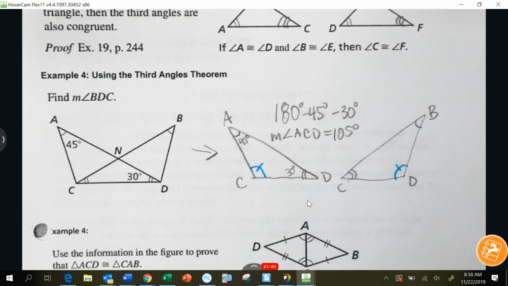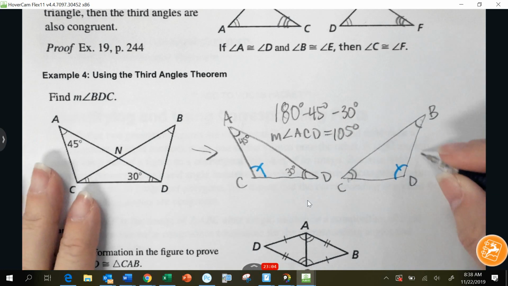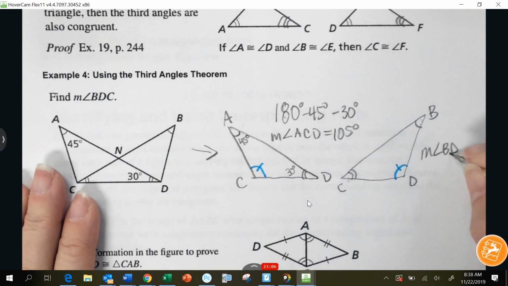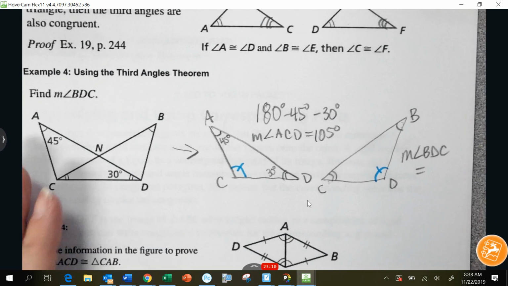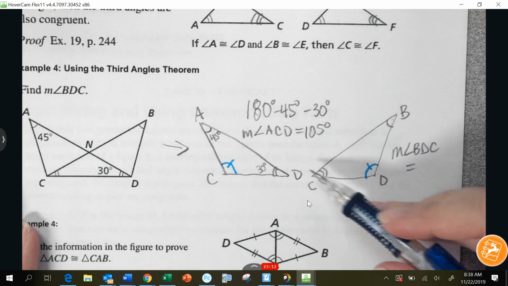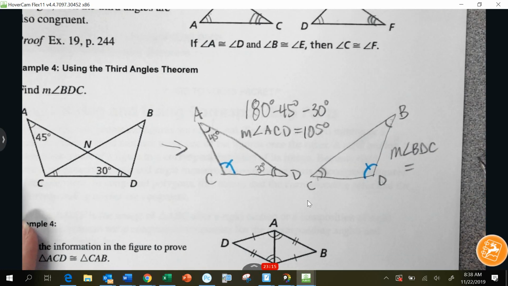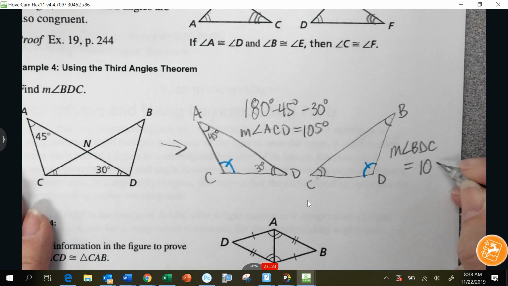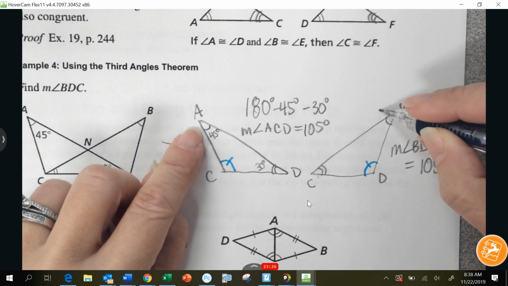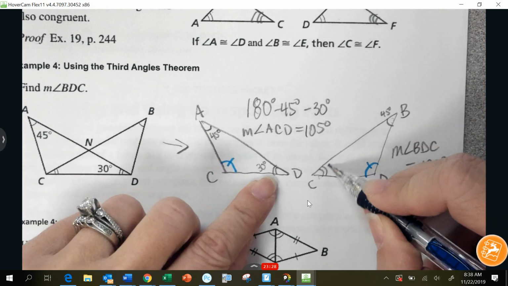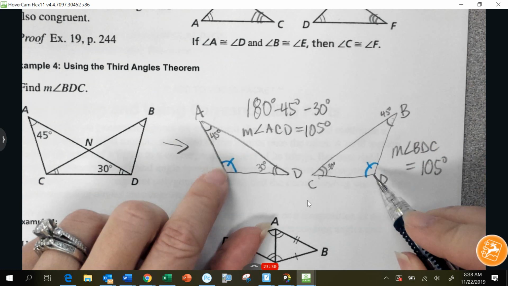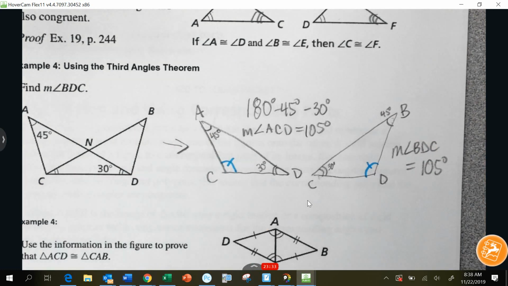So then what's the measure of angle BDC? Ryan, what's the measure of angle BDC? It would be 105. That's right. Because these are 45. These are 30. Both of those are going to be 105. Good. Last one. You ready?